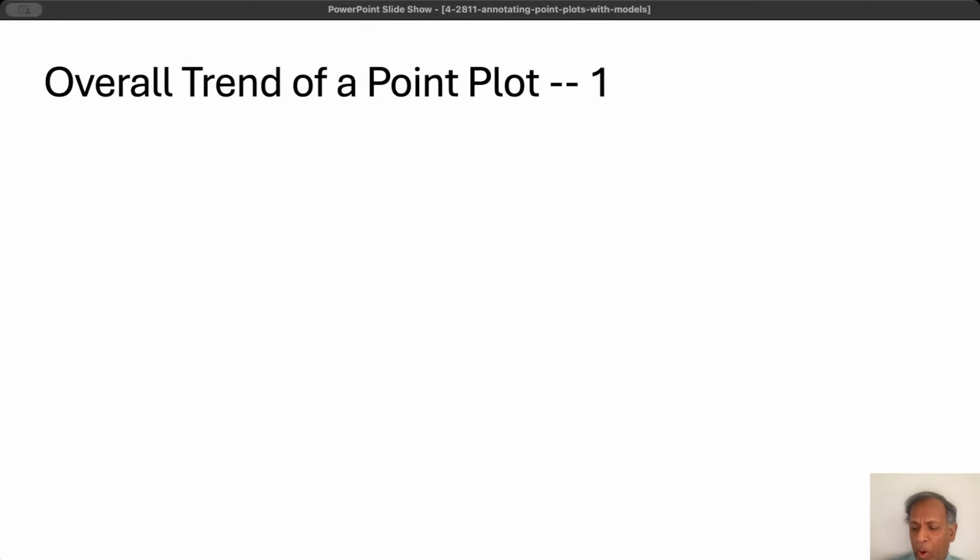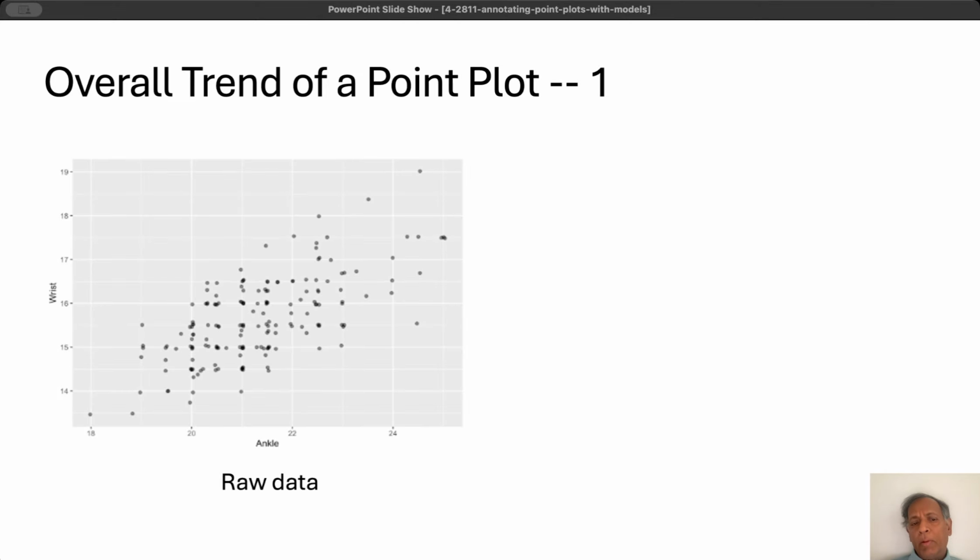So let's take a look at a point plot. Here's a point plot of the ankle sizes of certain people along with their wrist sizes. Every point represents the ankle size of some person and their wrist size. So let's try to understand what is the overall trend of this particular collection of points.